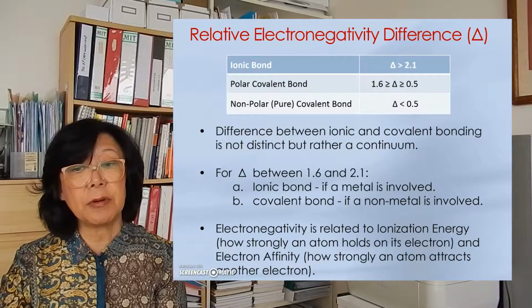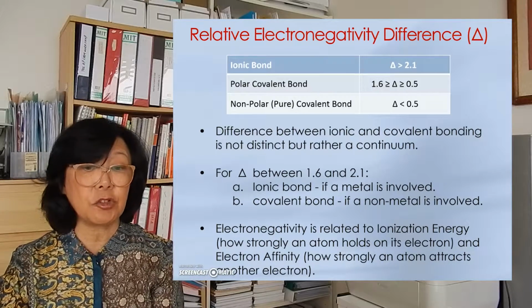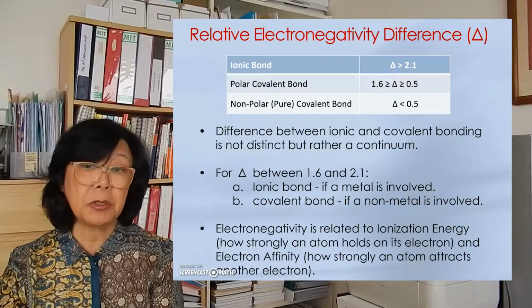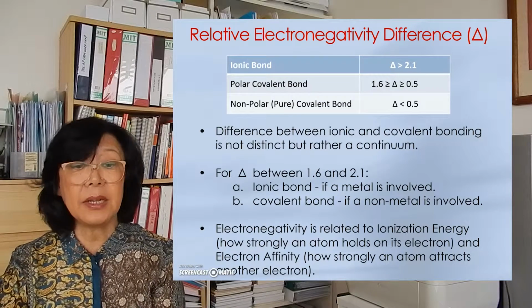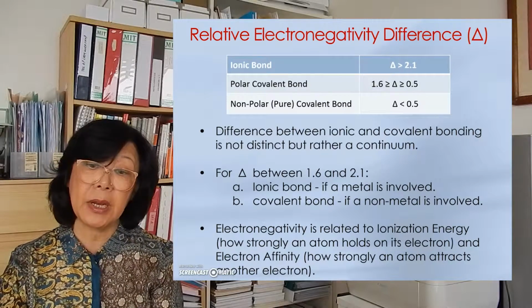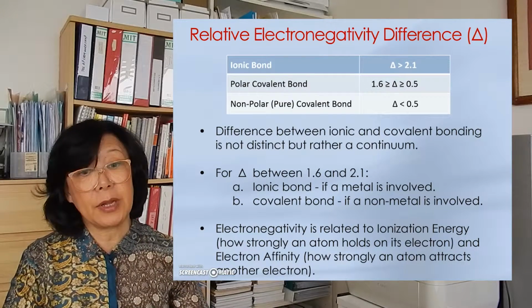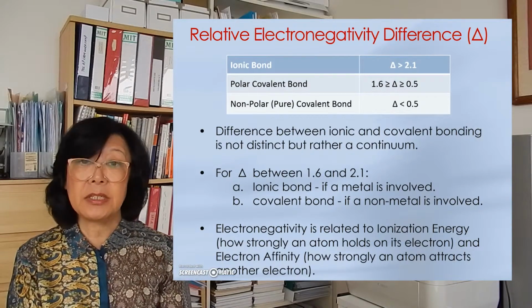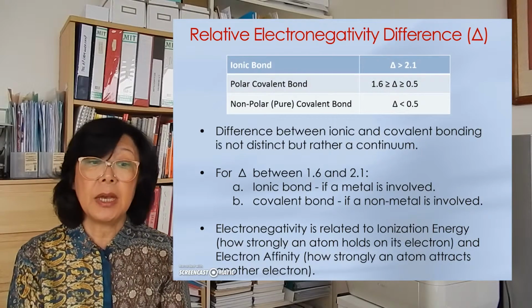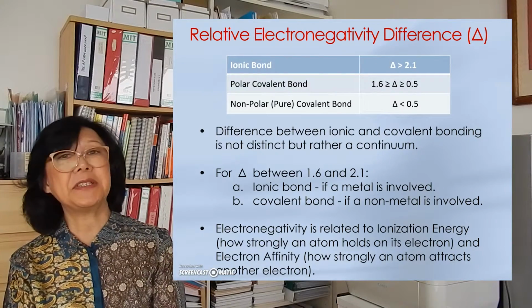Electronegativity is related to ionization energy, meaning how strongly an atom holds onto its electron, and electron affinity, meaning how strongly an atom attracts another electron. Please note that as electronegativity increases, ionization energy also increases, and electron affinity also increases.